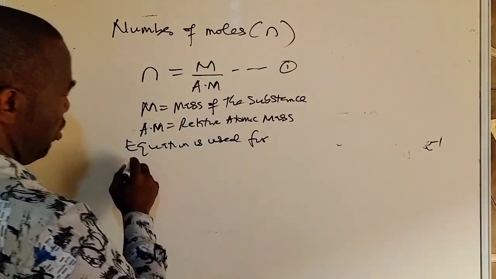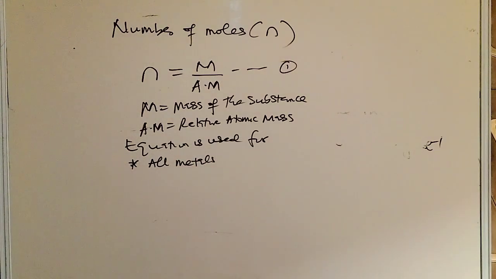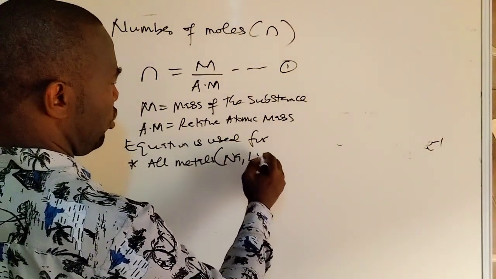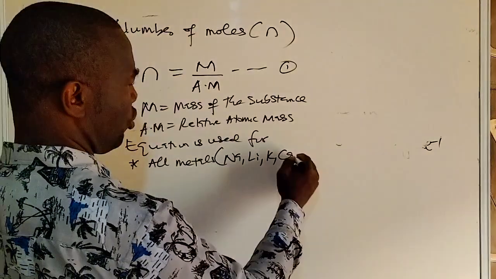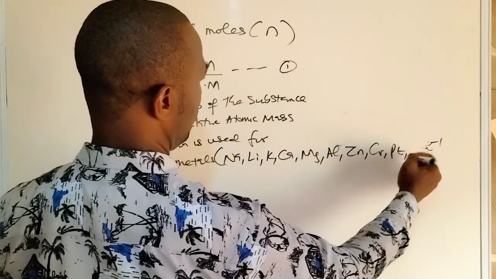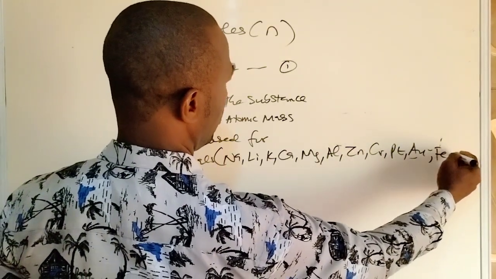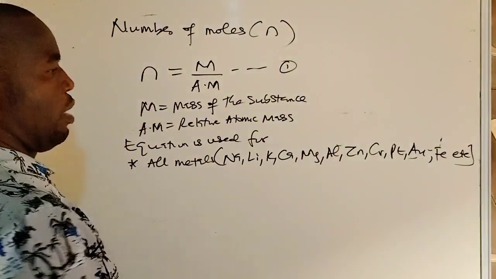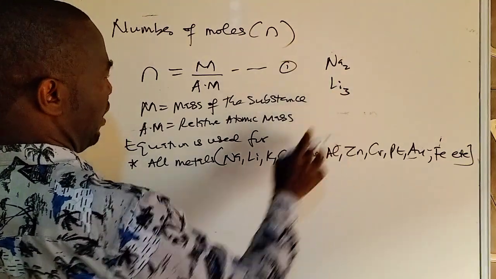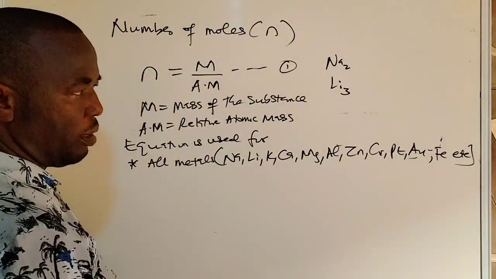for, first of all, metals, because metals exist as monatomic atoms. All metals, know your metals: sodium, lithium, potassium, calcium, magnesium, aluminium, zinc, chromium, platinum, gold, iron, and so on. All metals, because you cannot write the form of a metal as Na2 or Li3. Metals always exist as monatomic elements, so they have atomic mass, not molar mass.